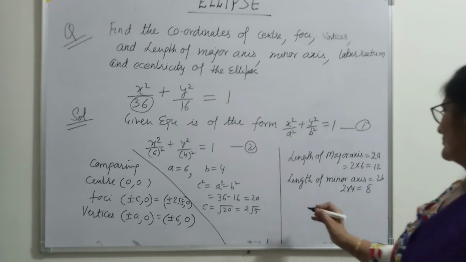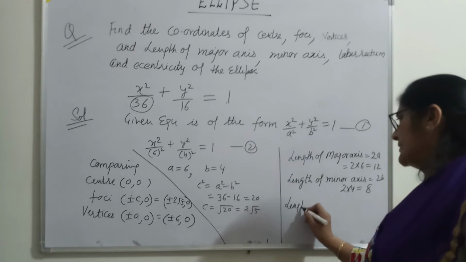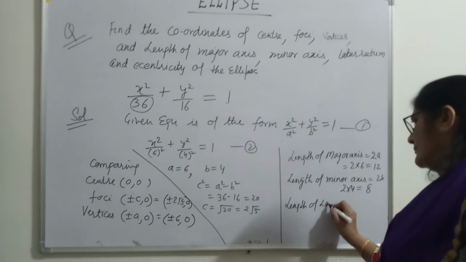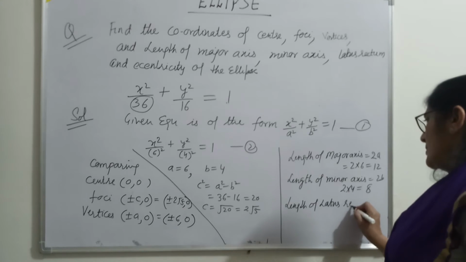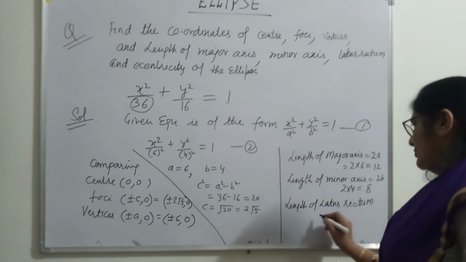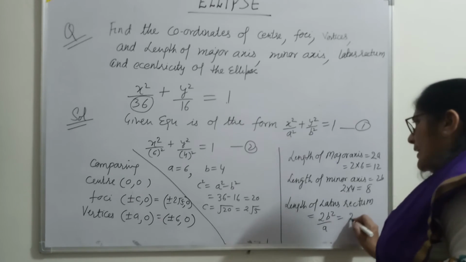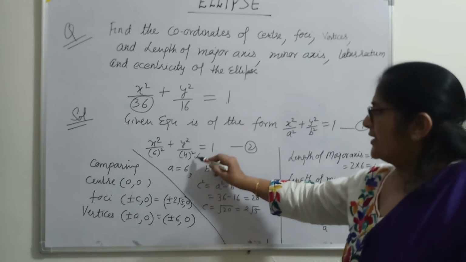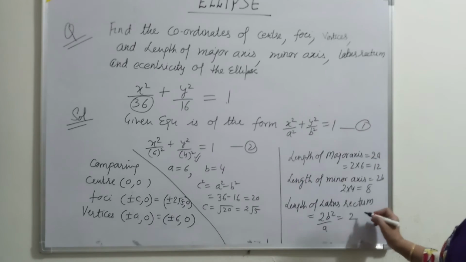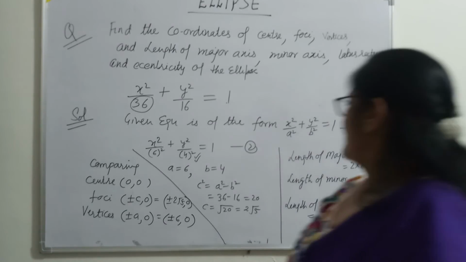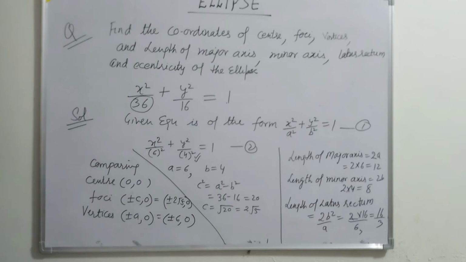Latus rectum. Now the length of the latus rectum. We have just proved it: it is 2b square upon a. B square is 4 square, that is 16, and a is 6. So 2 times 16 upon 6, which is 16 by 3. So the length of the latus rectum is 16 by 3.